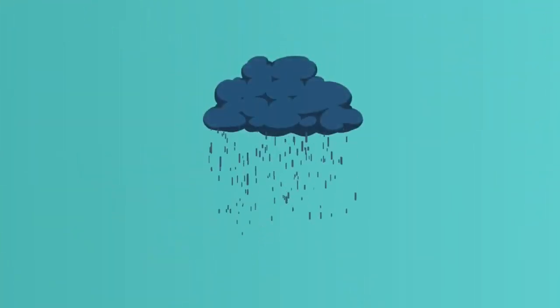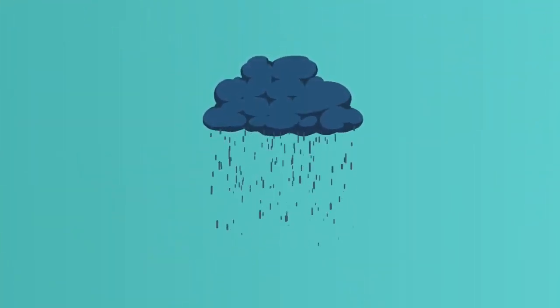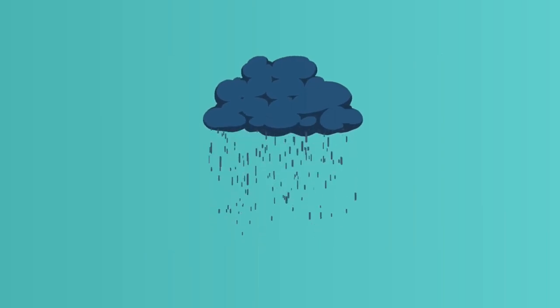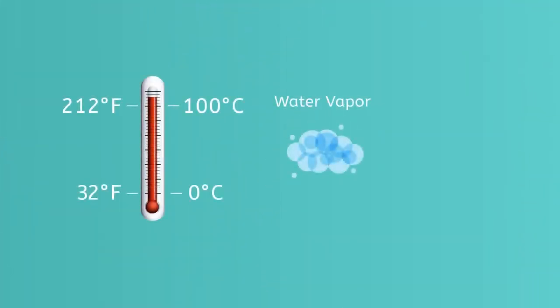Just like the ice, water vapor can also transition back into liquid water. When water vapor cools down below 212 degrees Fahrenheit, it becomes liquid again, a process known as condensation.